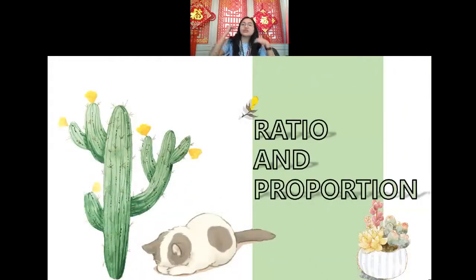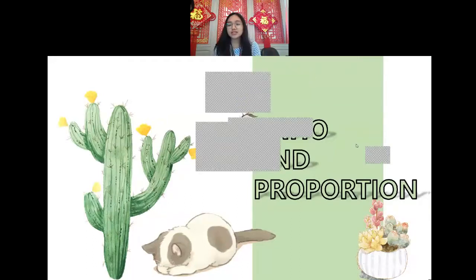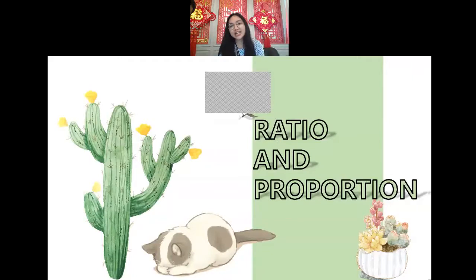Okay, so for today, we are going to learn about ratio and proportion. Do you have any idea about ratio and proportion? Okay, so if I want to check, it's kind of about separating of parts. Okay, so let's have ratio and proportion. Let's start.